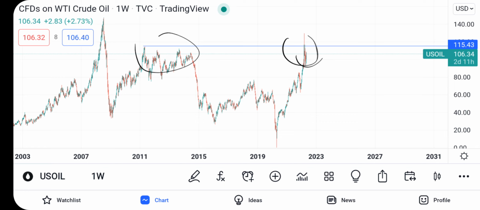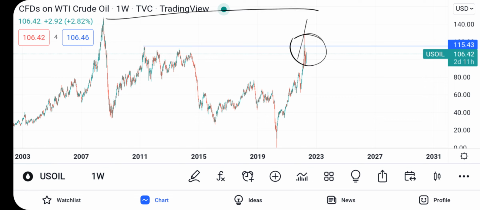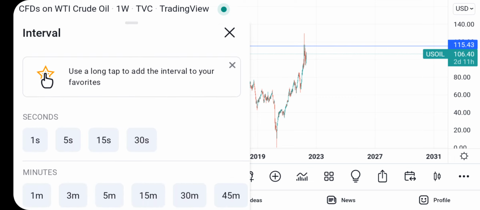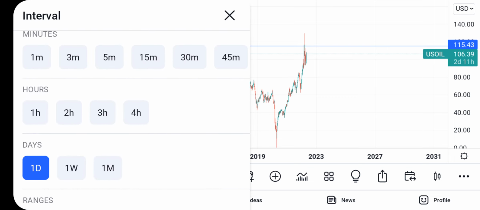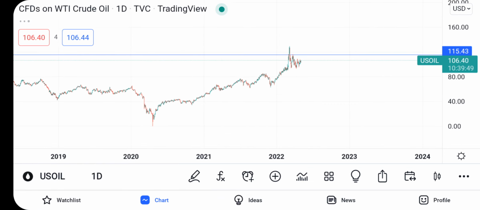So for me, this point is very important. I want to quickly check on how the market reacted there, so that I can understand whether this is a double top or the market will shoot and make this double top again. So we want to check what's happened there. We'll go to the daily.